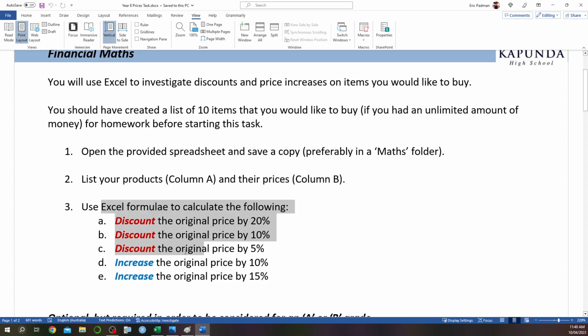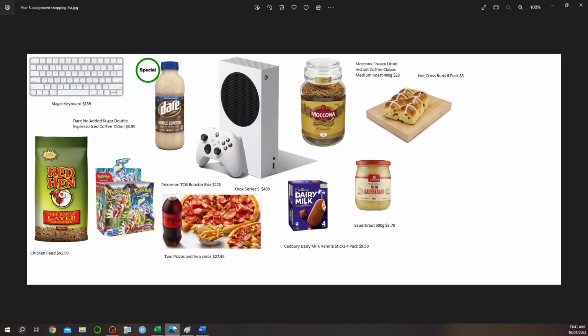Here's the things that we're going to be doing for the C level. To each of your items, you're going to do the following things. You're going to discount them by 20%, so 20% sale, 10%, 5% discount, and in case we had a markup or inflation, 10% increase and 15% increase. So let me just show you my list of items.